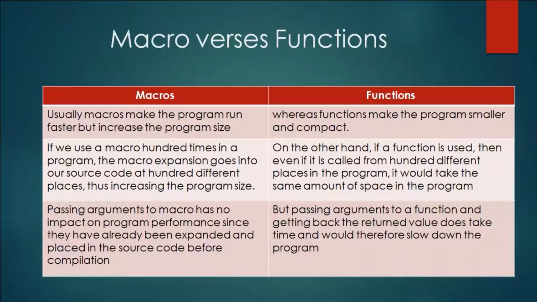But passing an argument to a macro has no impact on program performance, since they have already been expanded and placed in the source code before compilation. But passing arguments to a function and getting back the return value does take time and would therefore slow down the program. So we can use macros for small functions only, but if the lines of code are more, then we should use functions, as it should not get replaced.